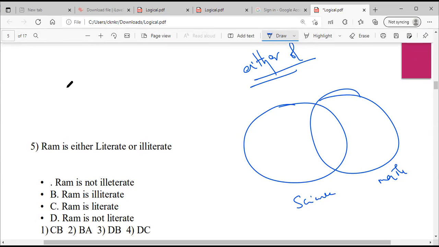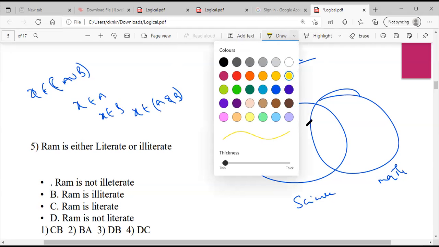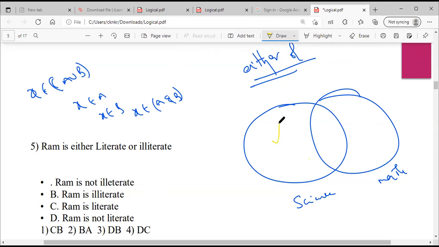When I use the word either or, what is the meaning? X belongs to A union B. What do you mean by X belongs to A union B? X belongs to A, X belongs to B, X belongs to both A and B. All three are possible. That is, in this case, this is only science group. This is only math group. This is both science and math group.